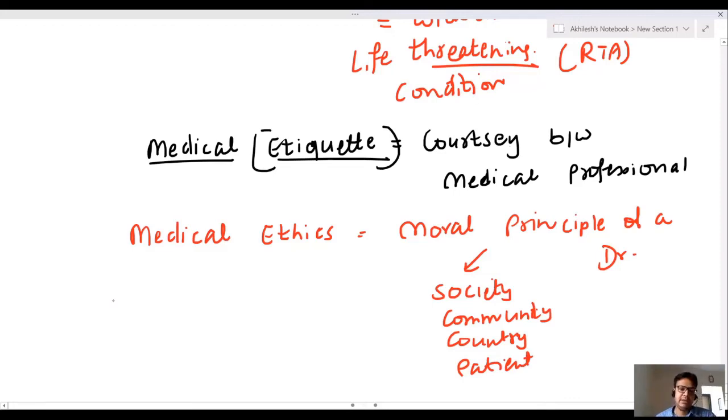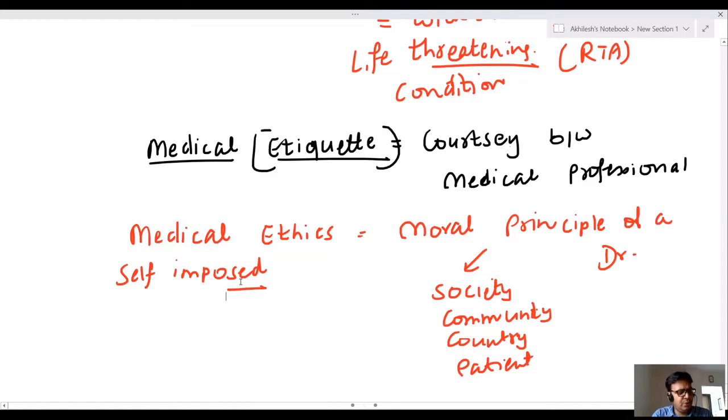And Doctor Saab, this law is self-imposed. This is known as medical ethics. It means, sir, morally you are strong or not. Morally you are doing ethical things or not. That is known as medical ethics.